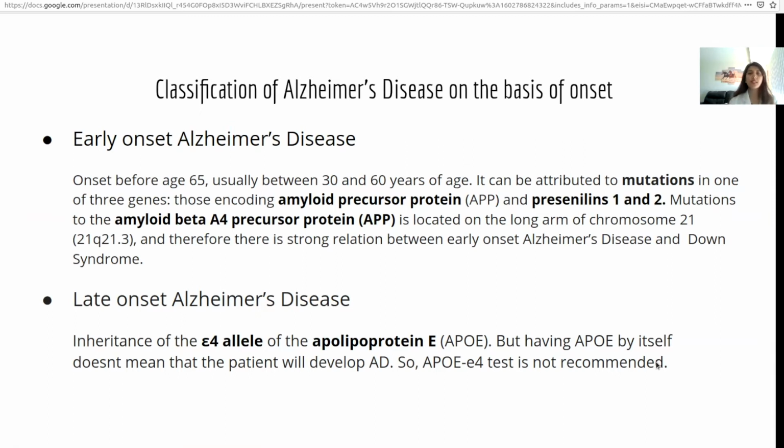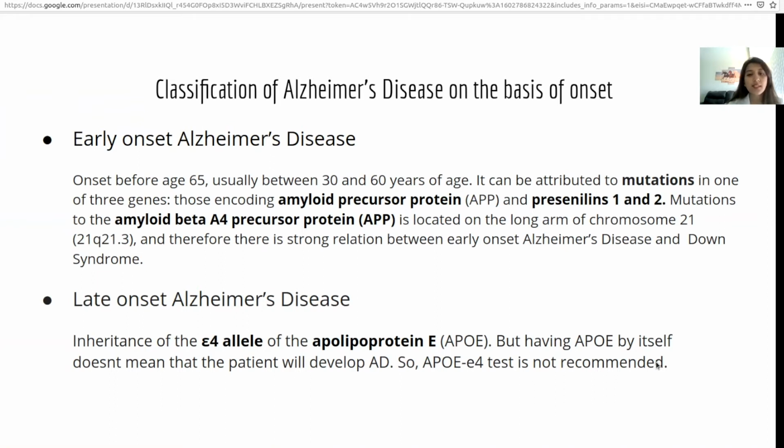On the basis of onset, it is defined as early onset Alzheimer's disease and late onset Alzheimer's disease. Early onset Alzheimer's disease is usually seen between 30 to 65 years of age and is associated with mutation in the three basic kinds of genes, especially the amyloid precursor protein, presenilin 1 and 2. Amyloid precursor protein is located on chromosome number 21, which is also associated with Down syndrome. And this is the reason why patients with Down syndrome are seen suffering from Alzheimer's disease of early onset.